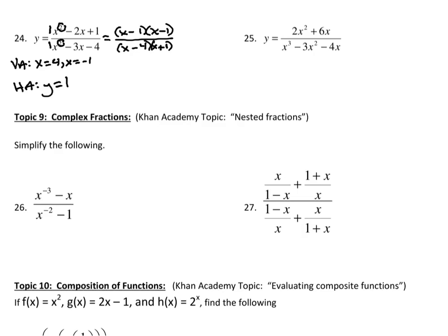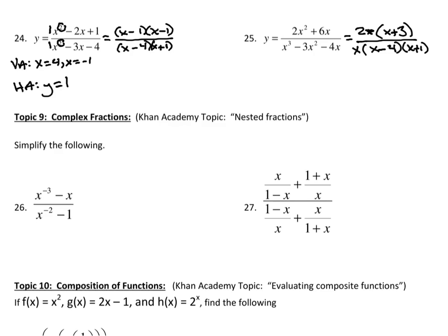25, same thing. We're going to factor as much as we can. Greatest common factor on top is a 2x. We take out a 2x, and we're left with an x plus 3. And on the bottom, I'm going to take out an x, and then we're left with x squared minus 3x minus 4, which is what we had in the last one. So it factored into x minus 4 times x plus 1.